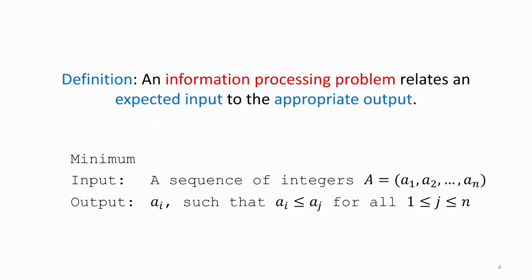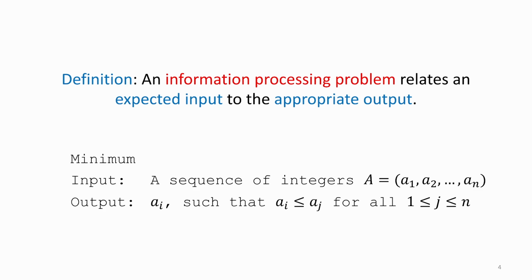All right, what is an algorithm? It solves problems, but not just any old problem, specifically an information processing problem, and that's what we're going to outline here. So it says here that an information processing problem relates an expected input to an appropriate output. So let's take a look at an example of what we mean by that.